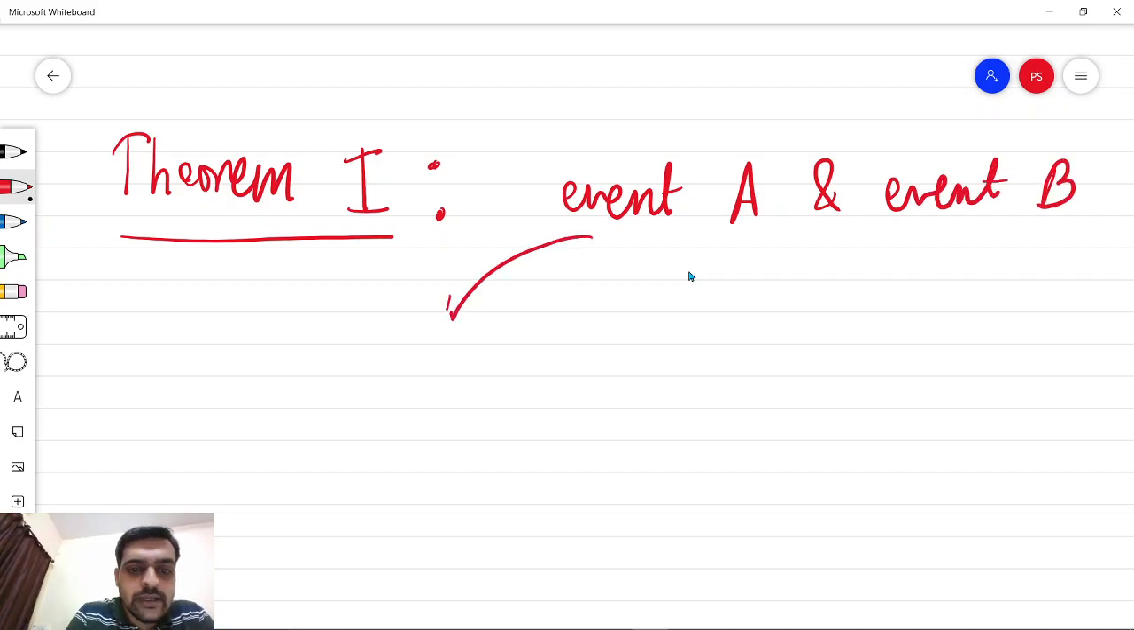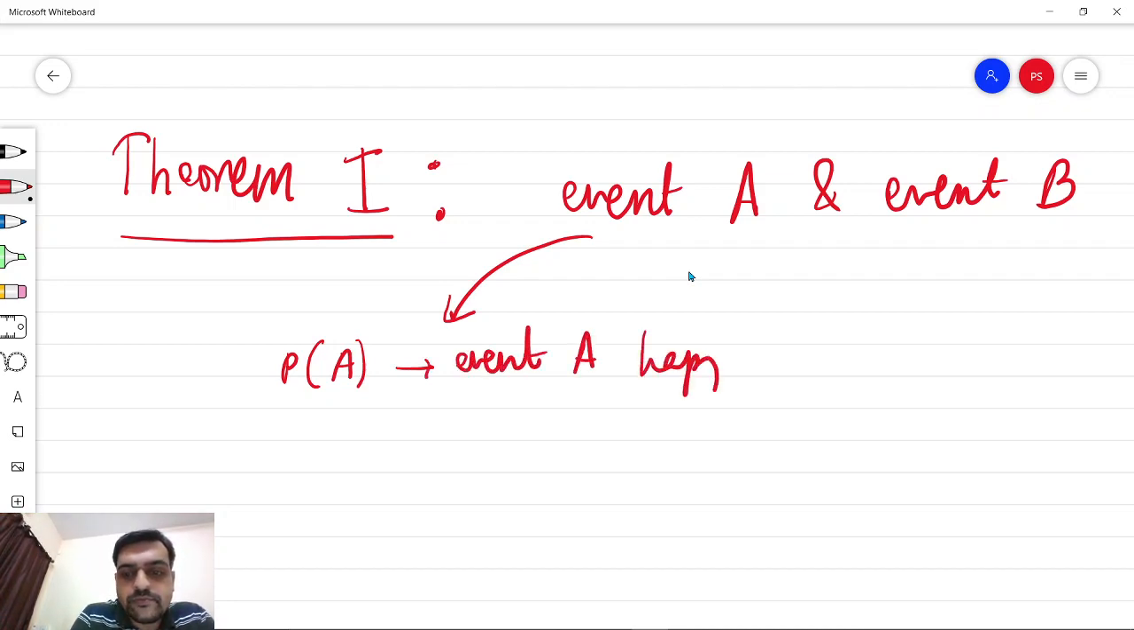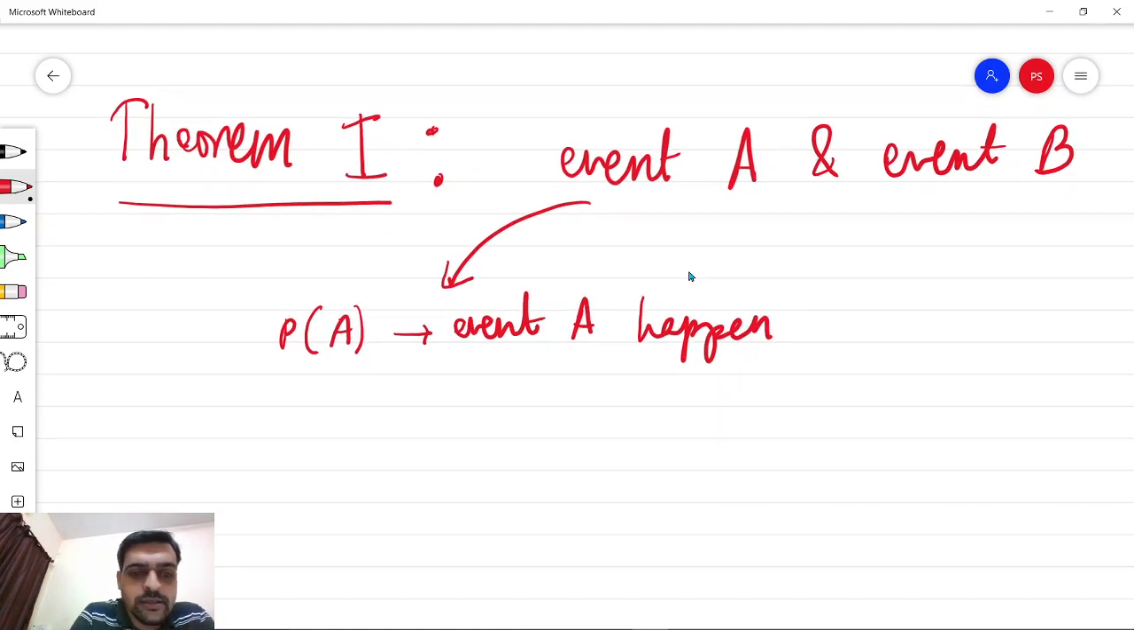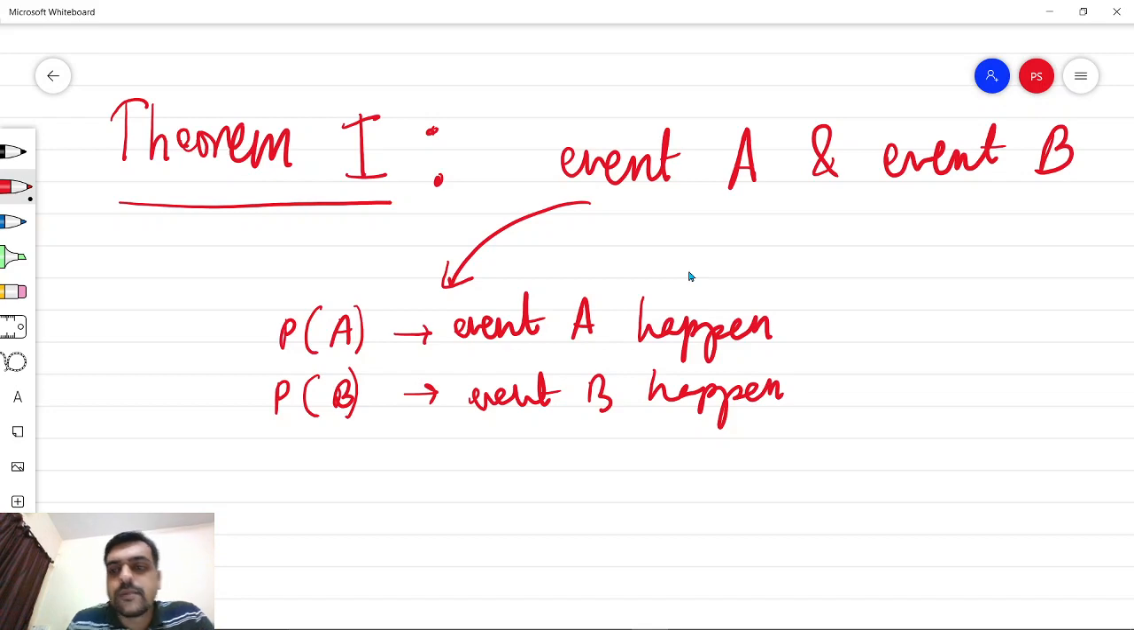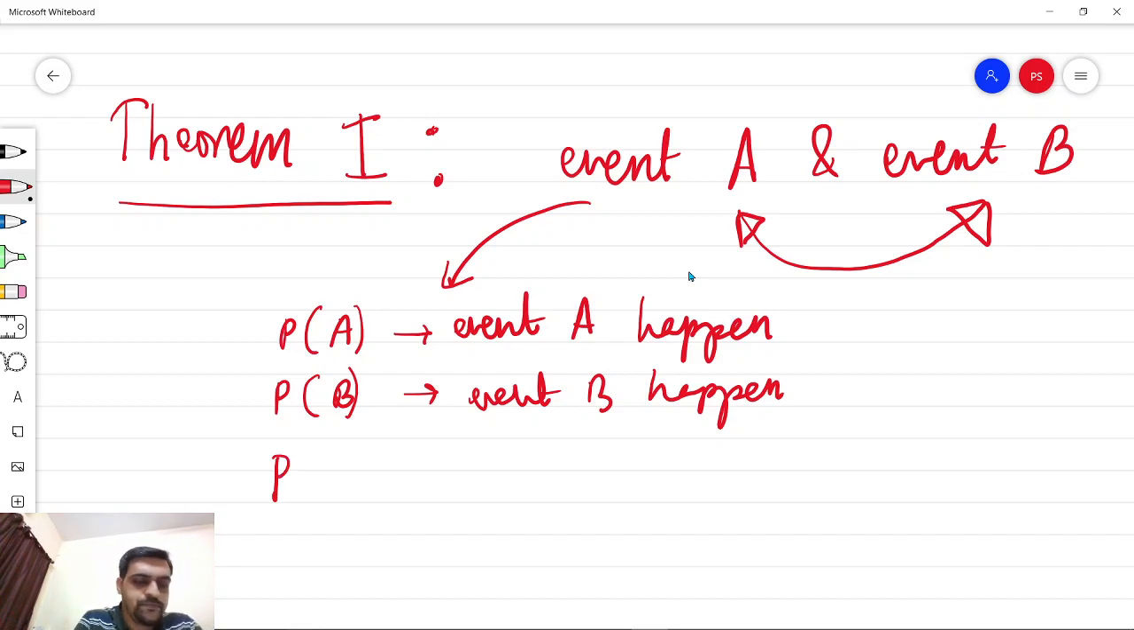Then we can assign the probability for both of these events. So let P of A be the probability that event A happens. So these are just the notations. P of B is the probability that event B happens. But in certain cases, these two events A and B can be linked to each other. So we can define another term like P of B with some subscript A. So let us call it as PAB.